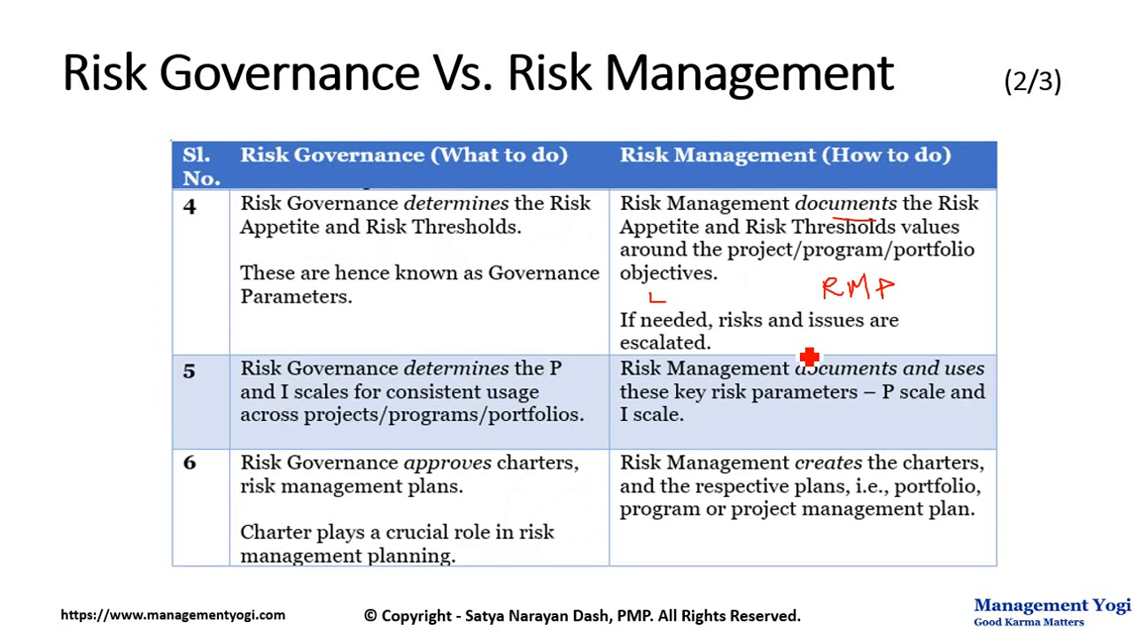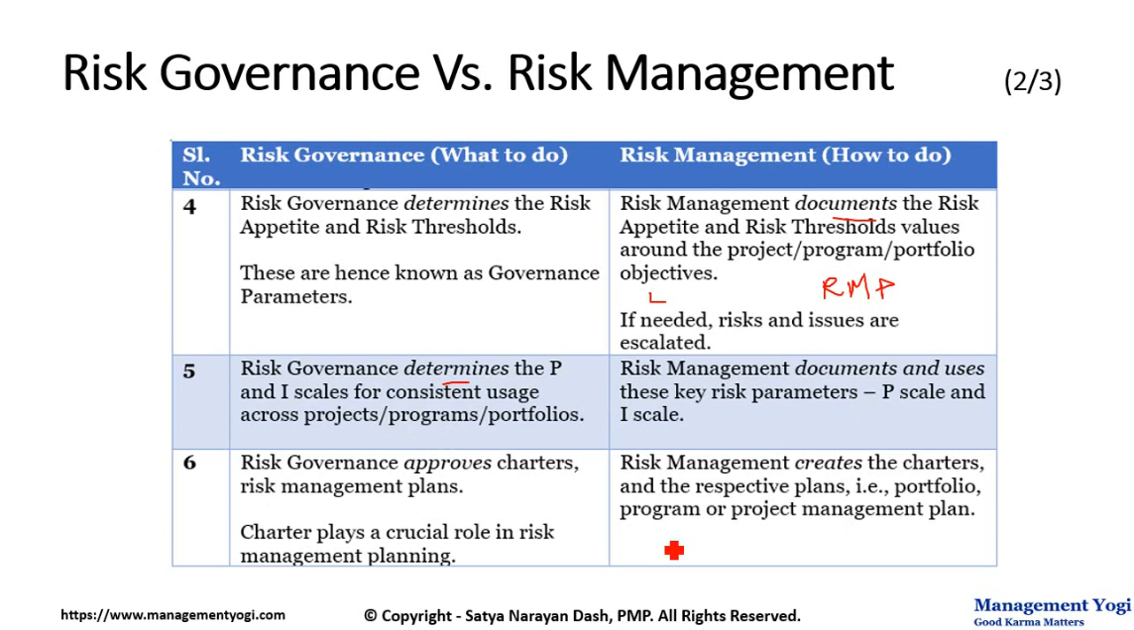Then our next difference is risk governance determines the probability and impact scales for consistent use across projects, programs, and portfolios. So the P scale and I scale, as I call it, will be determined by the risk governance layer. Risk management documents and uses these key risk parameters, the P scale and I scale. As you have seen in the risk management framework, you need minimally the P scale and the I scale to qualify the risk, which in turn will prioritize the risk. And this determination of P scale and I scale will happen by risk governance.